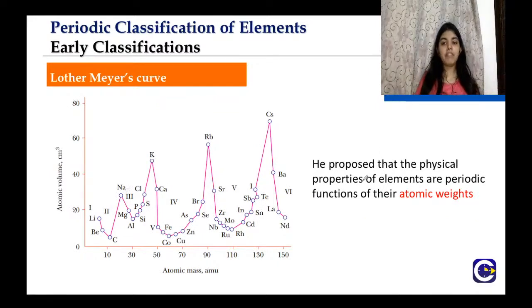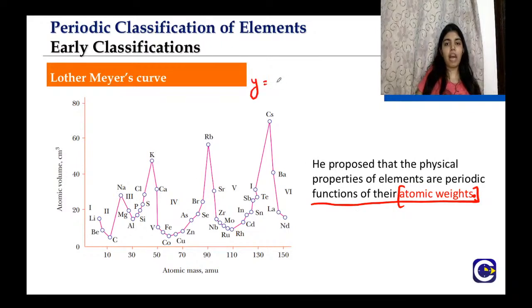He proposed that the physical properties of elements are a periodic function of their atomic weights. This is very important. He said that the physical properties are governed by the atomic weights, such as when we say that y equals f(x), that means y is dependent on x. Similarly, here also the physical properties depend upon atomic weights.